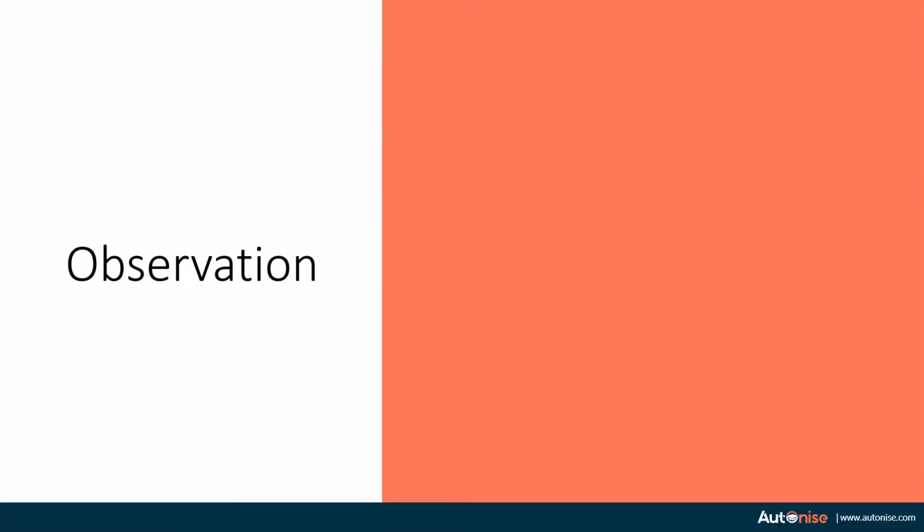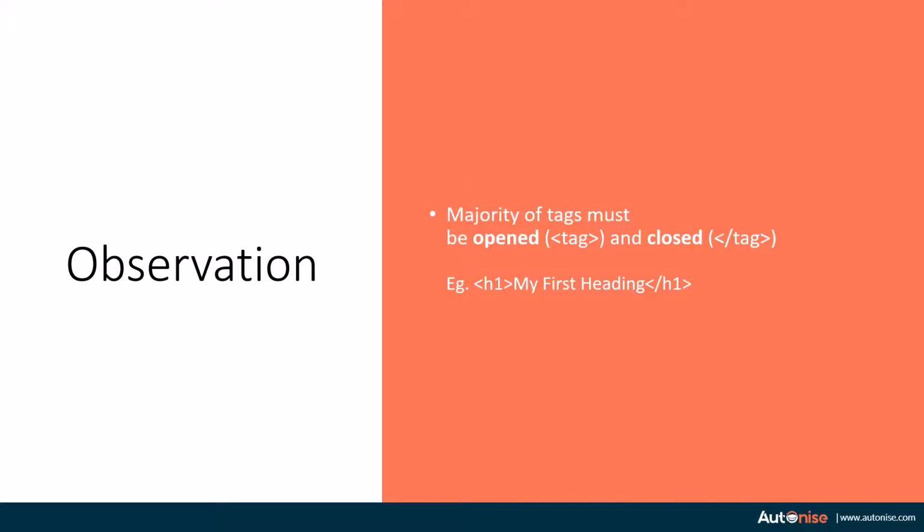Some of the observations from writing our first HTML code is that the majority of the tags must be opened and closed. For example, the header tag. It begins with the opening tag, then the content, and then the closing tag. I have mentioned majority because some tags only have the opening tag and need not be closed. We'll look at them in the later sections.